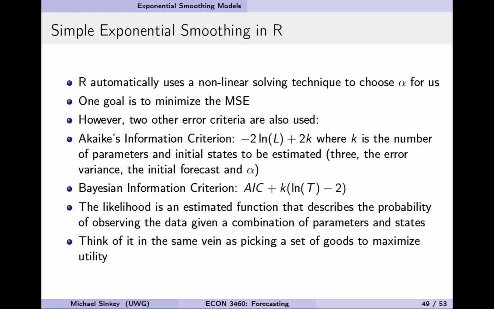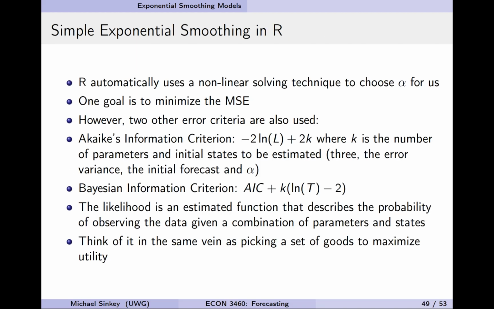So I think a good way of thinking about it, if you're thinking about it in terms of economics, is think of going to the store and you've got a utility function. It's kind of specified, it's kind of not specified. You know what's in your utility function, but you don't have a sheet of paper which says, well, I get log apples plus log bananas plus this. You just pick a set of goods based on your budget that maximizes your utility. Well, R is picking an alpha and error variance and an initial state to minimize the Akaike information criterion, which is a description of how far away the data are from the forecast.